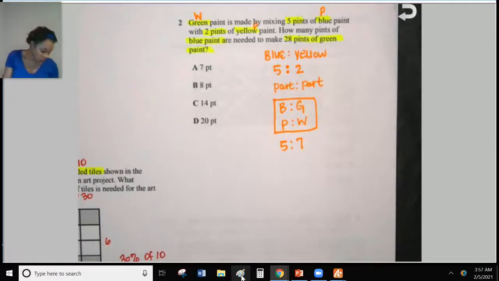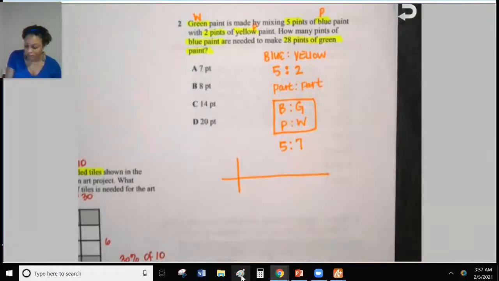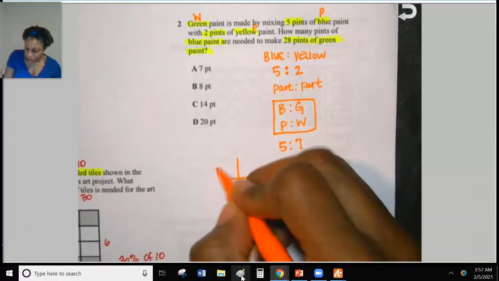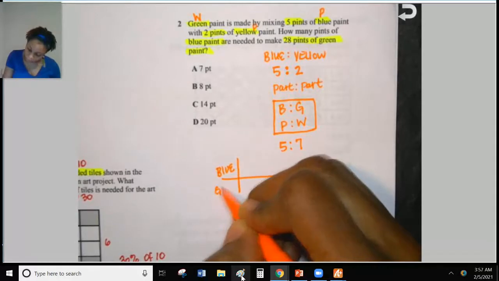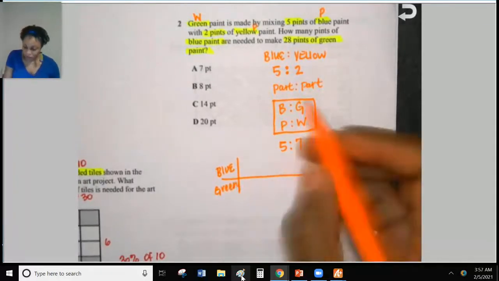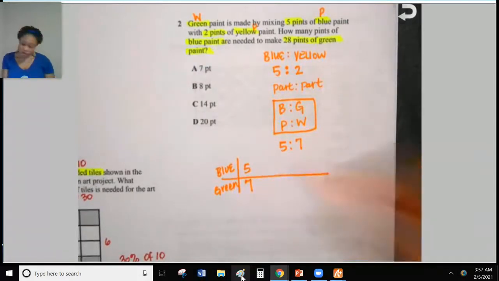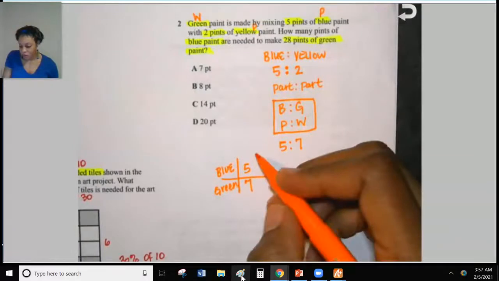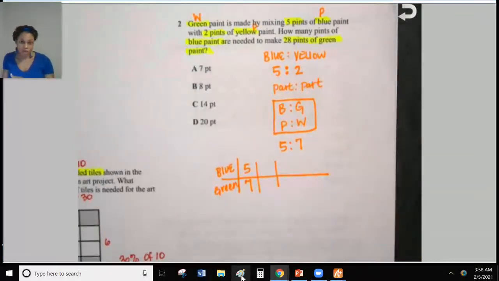So I'm going to create a chart or a table, start with my basic H chart. I'm going to put blue on top, and I'm going to put green on the bottom, and I'm going to start with my ratio of 5 to 7. So then they asked me if I had 28 green, okay? So I'm just going to do a basic repetition until I get there.